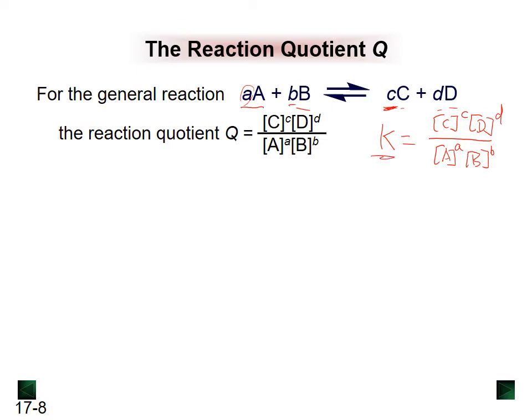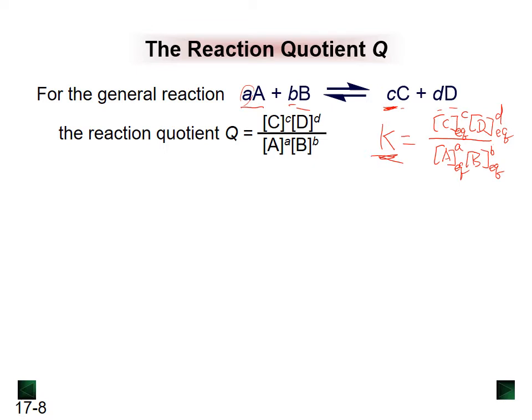Note that this is equilibrium, so the reaction has already reached equilibrium, and the concentrations are all equilibrium concentrations. So usually we'll have a label here, EQ, for each equilibrium concentration. That indicates these are the equilibrium concentrations of the products and the reactants, and this ratio will be the equilibrium constant. So it's a constant determined by nature.